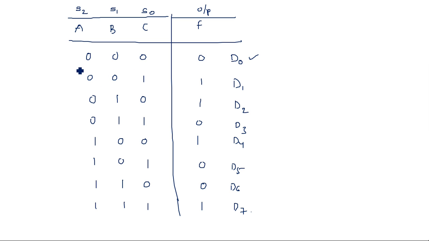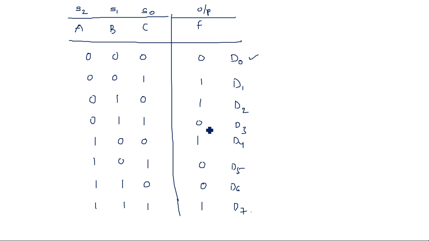And for the decimal number 1, selection lines are 0, 0, 1, then D1 pin is selected and sent to the output. So D1 pin is selected means what should the D1 possess now? It should possess 1. And similarly D2 should possess 1, and D3 should possess 0.